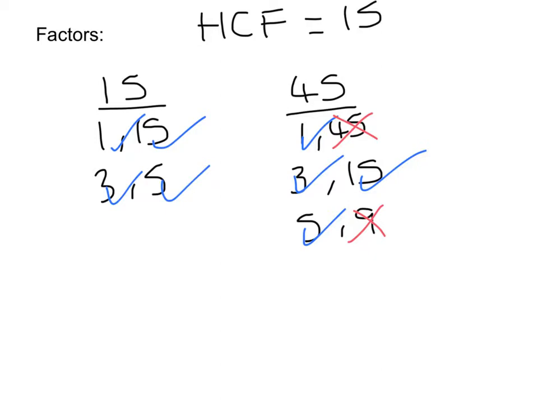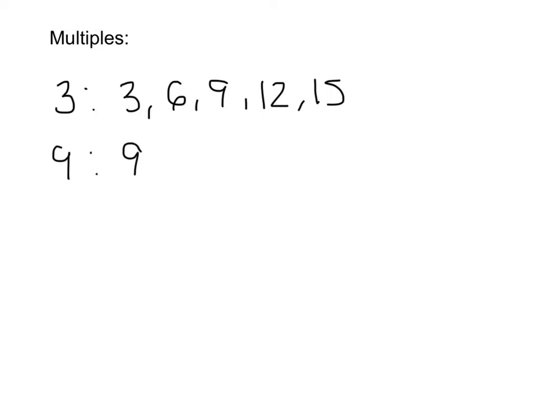Okay, now we've looked at factors, we're going to take a minute to look at multiples. So what are multiples? Well, as the name would suggest, multiples are numbers that are in the times table of a number. So if I wanted the first 5 multiples of 3, well, they would be 3, 6, 9, 12 and 15. If I wanted the first 5 multiples of 9, well those would be 9, 18, 27, 36 and 45.